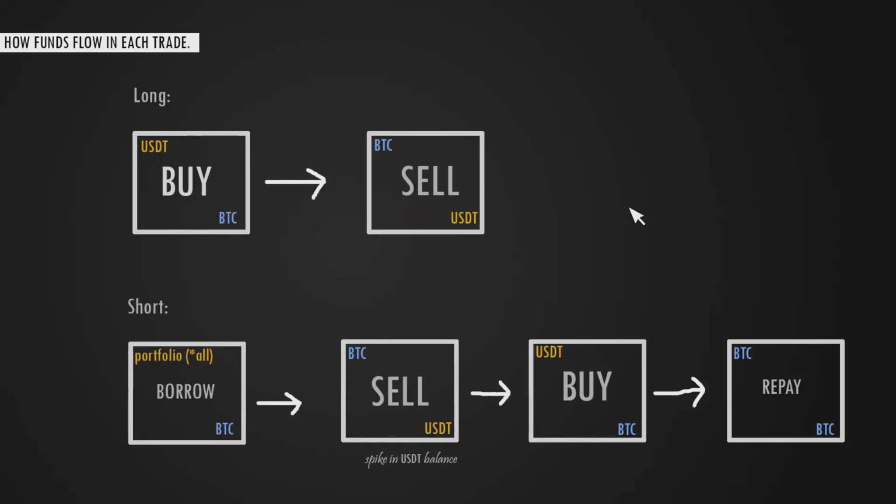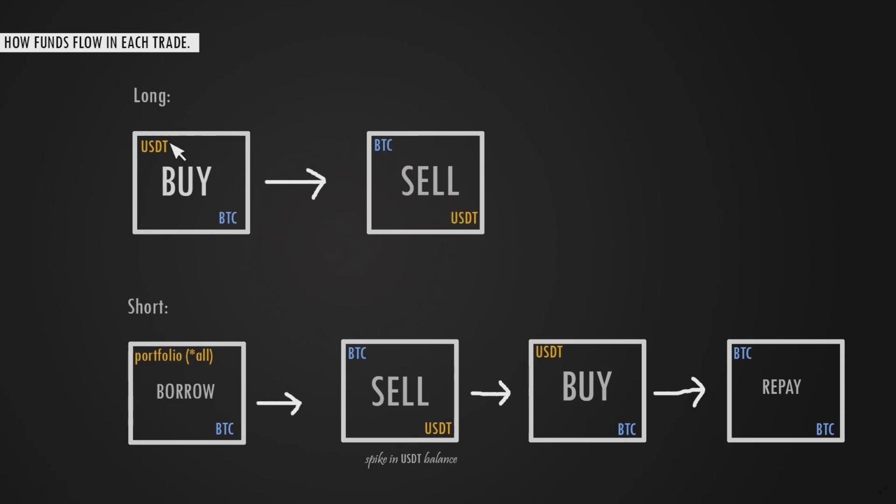Finally, I want to do a quick comparison of how the funds flow between a long trade and a short trade. Starting with the long trade, I'm going to take BTC USDT to illustrate this example. So you would start with USDT and buy BTC. And if you want to increase your position size, you would borrow more USDT and buy more BTC. And later when you exit the trade, you would sell BTC. You would convert the BTC back to USDT.